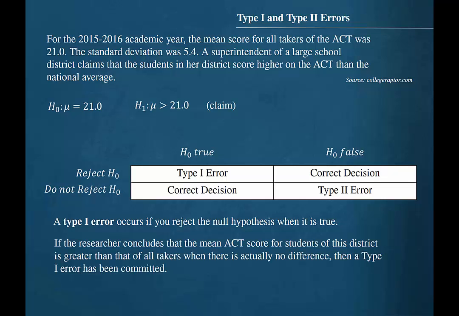In this case, if the researcher concludes that the mean ACT score for students of this district is greater than that of all takers when there is actually no difference, then a type 1 error has been committed.